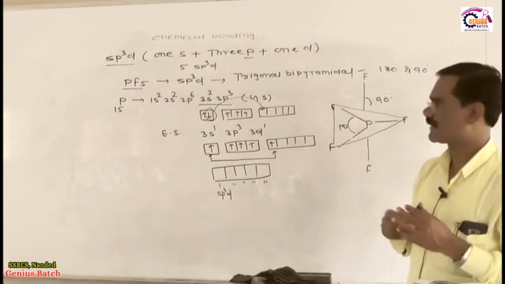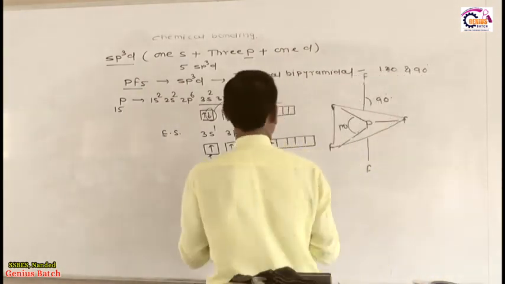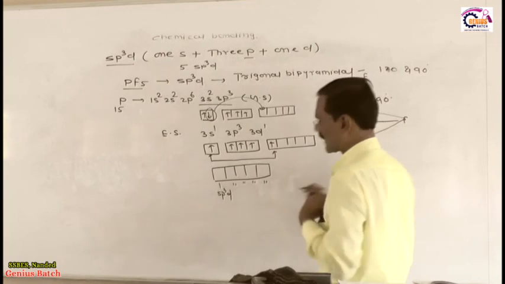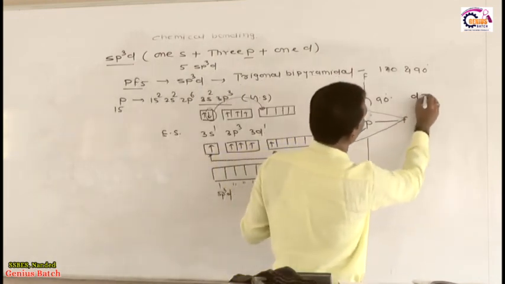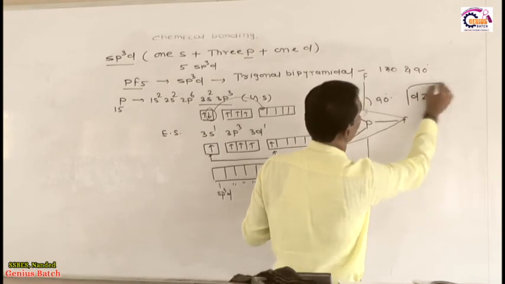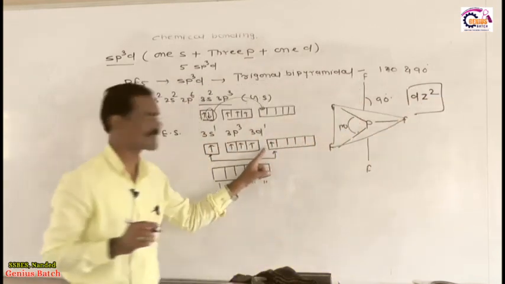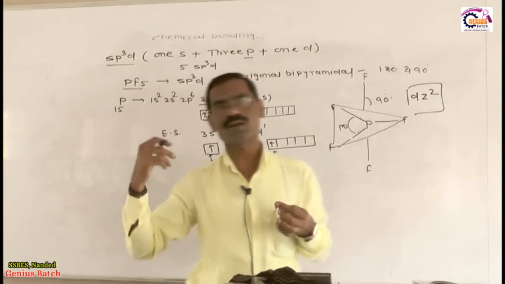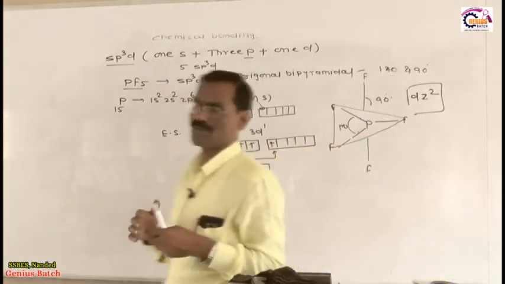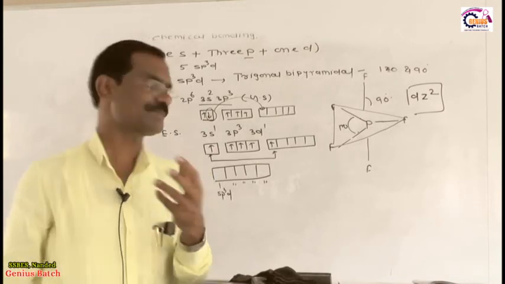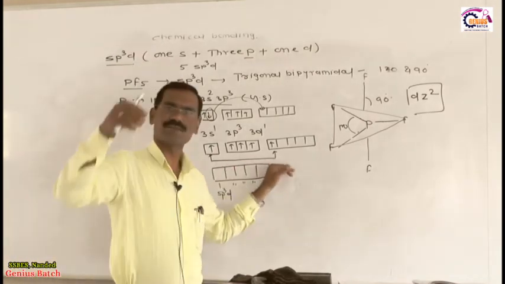In this hybridization, remember, the d orbital involved in this hybridization, listen very carefully, this is very important. The d orbital involved in this hybridization is always the dz square orbital. So this is the dz square orbital involved in the mixing of this hybridization. Many times such a question may be asked in your examination: which d orbital is involved in this hybridization?